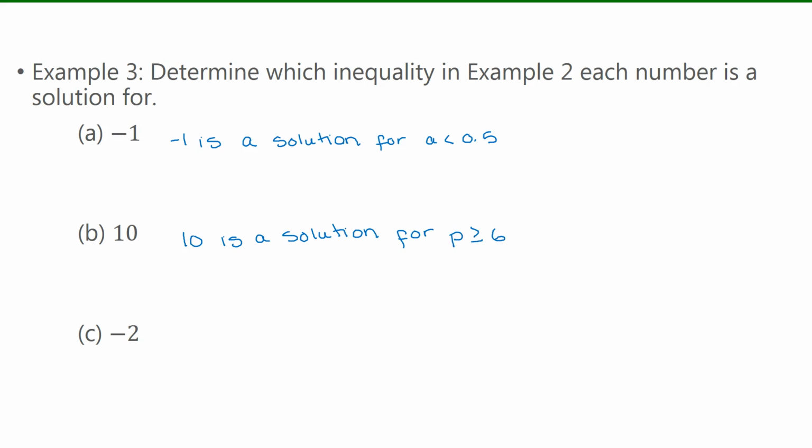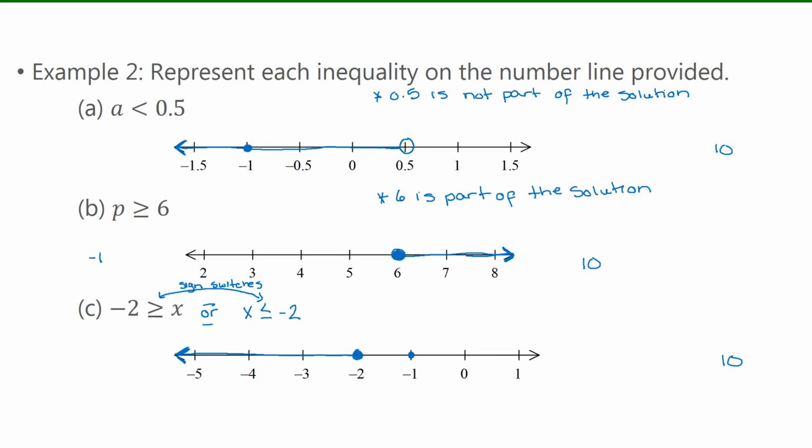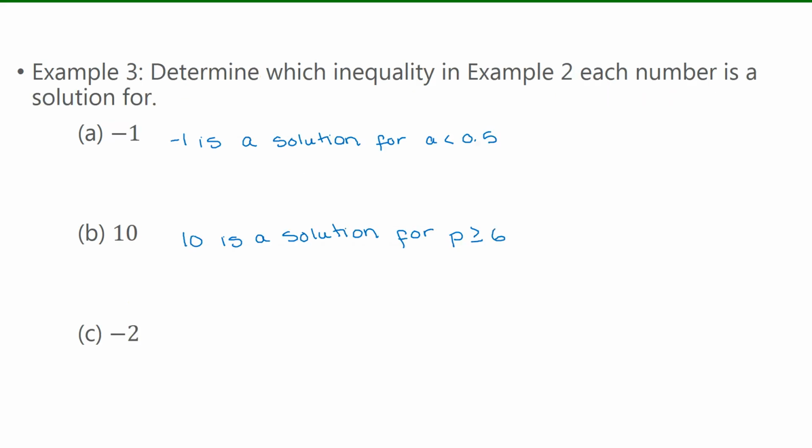Now C, we'll do the same thing for negative 2. Negative 2 would be right here in the number line, which would be included in the solution for a is less than 0.5. Negative 2 would be here in B, so that's not part of the solution. Now in C, negative 2 is included. So it is part of A and C. So negative 2 is a solution for a is less than 0.5 and negative 2 is greater than or equal to x.